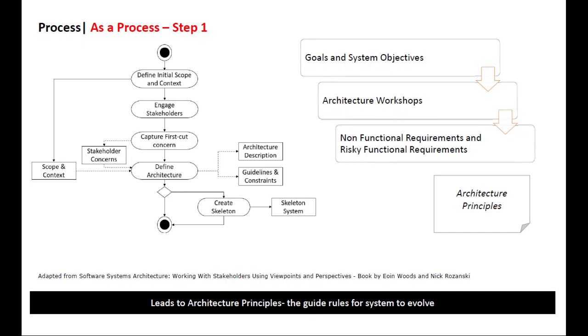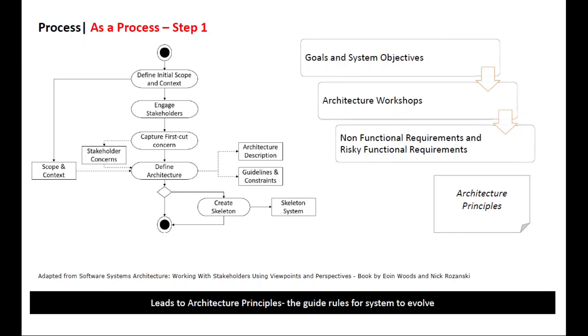So when we look at it in more detail, this diagram has been adapted from Software Systems Architecture, the book written by Nick Rozanski and Eoin Woods. Here, initially it is about defining the scope and context, which is clearly understandable, with discussions with stakeholders and then capturing the first cut concerns. Then we go into the process of defining the architecture, building a skeleton, and continuously evolving the architecture concerns, creating and experimenting with the skeleton, and based on that, trying to discuss further with stakeholders and arriving at the architecture description.